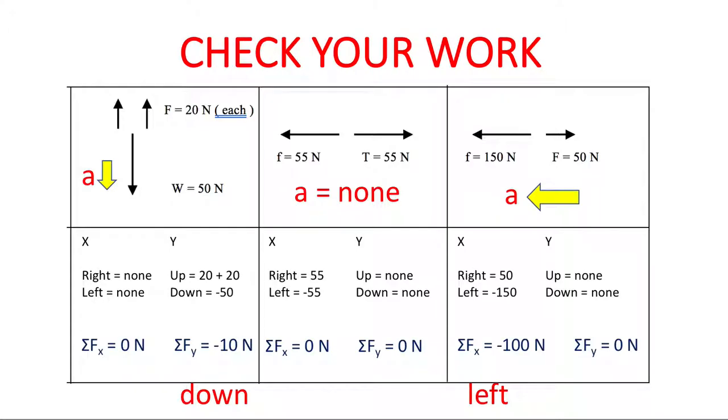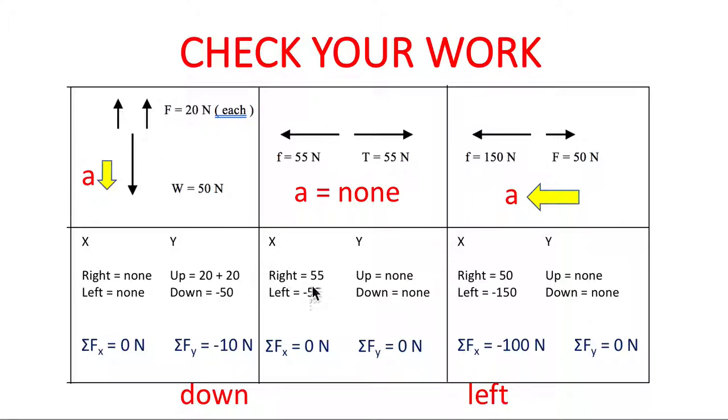Here are the answers to those 3 problems. Please check your work, and if you made any mistakes, fix it. In the first diagram, the net force in the x dimension was 0, and the net force in the y dimension was negative 10. This means that the object is going to accelerate in the downward direction. So in our diagram, we draw a letter A with a downward arrow.